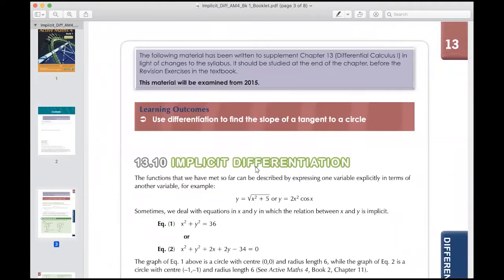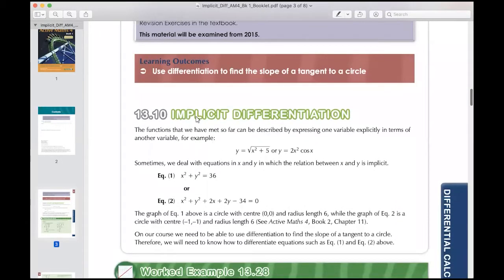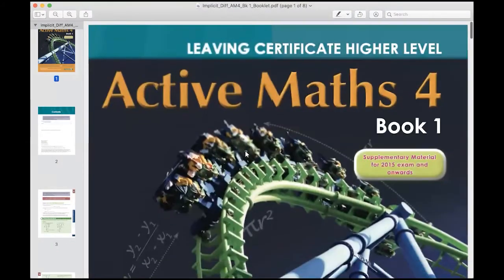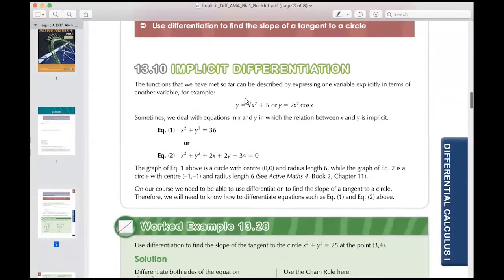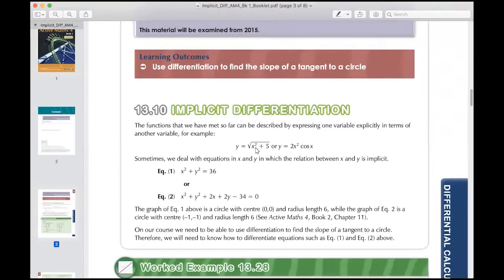So the two types of differentiation are what's called implicit and explicit differentiation. Explicit differentiation is where you write an equation in terms of y. So you have y is equal to f of x, some function in x. The two examples given here, from a little handout from Active Maths that's up on the web: y is equal to the square root of x squared plus 5. So you would get your dy dx, and that's what we call explicit differentiation, the standard one you've been doing. Or something like y is equal to 2x squared cos x, a product rule version.